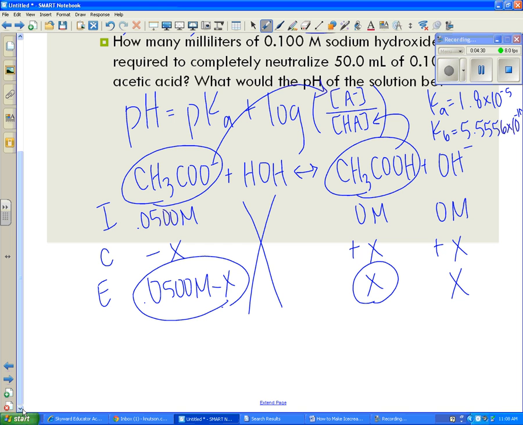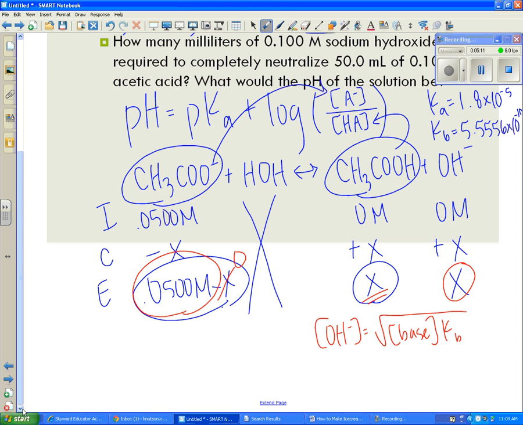Because that is very small, we made the assumption that this was like subtracting 0. So at equilibrium, the concentration of the acetate is 0.0500 molar. And we use that to find the hydroxide ion concentration. We said the hydroxide ion concentration is equal to the square root of the concentration of the base times Kb. We plugged in the concentration of the base, we plugged in Kb, we found the hydroxide ion concentration. The hydroxide ion concentration is the same as the concentration of CH3COOH. So from solving this, we can find this X and this one, which is the one we need.